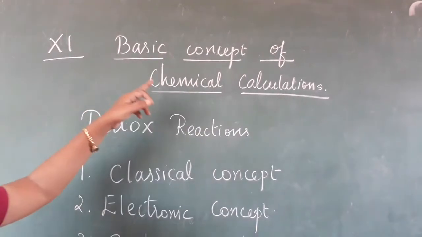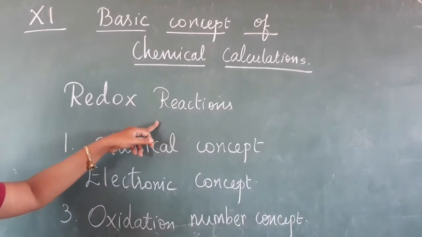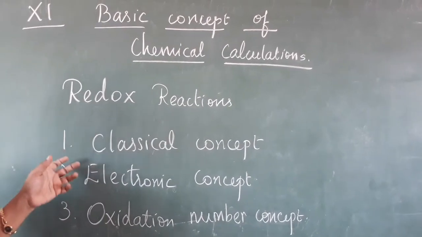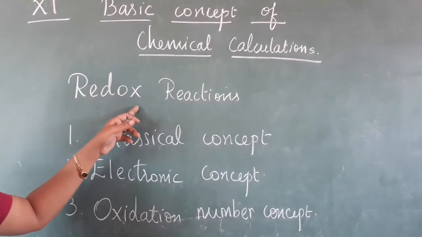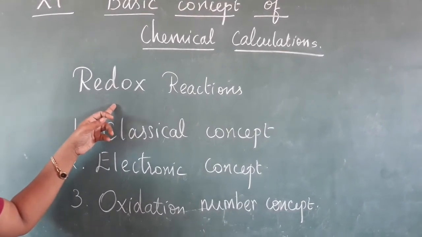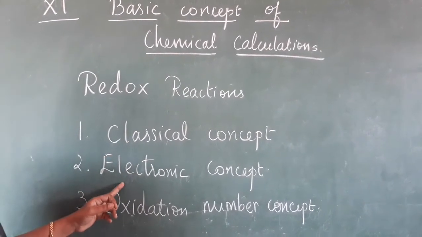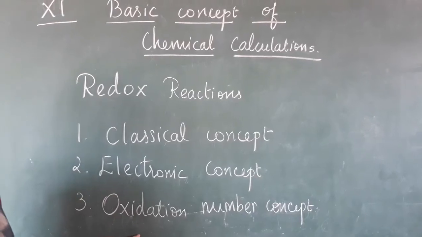In our basic concept of chemical calculation, we are going to study redox reaction. What does redox reaction mean? It is a combination of reduction and oxidation. Now we are going to learn the reduction and oxidation definitions under three concepts. They are the classical concept, the electronic concept, and the oxidation number concept.